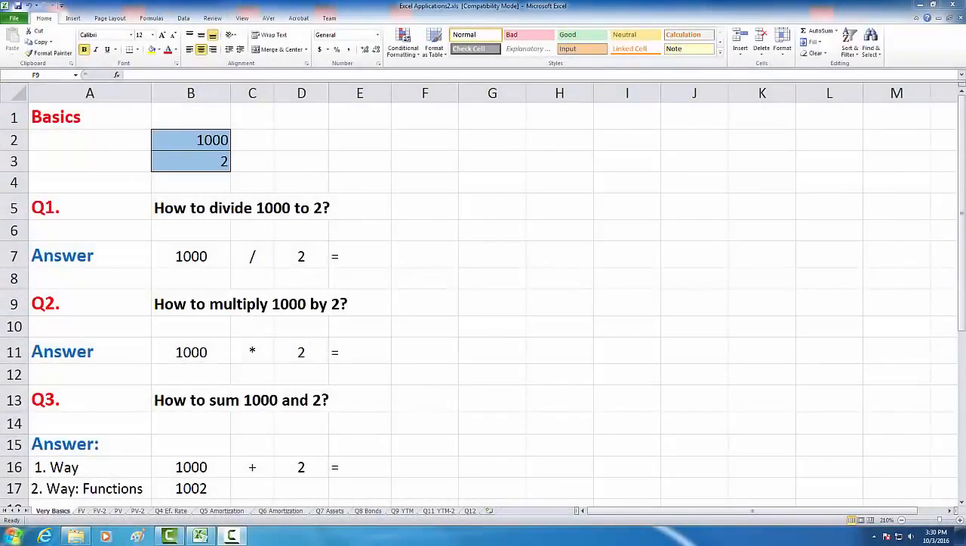Hello everybody. In this video, I am planning to do some of the financial functions that are available in Excel. It will be a brief introduction. The Excel I am using is Excel 2010. It may be slightly different in other versions, but you can easily figure it out. Let's start with very basics.